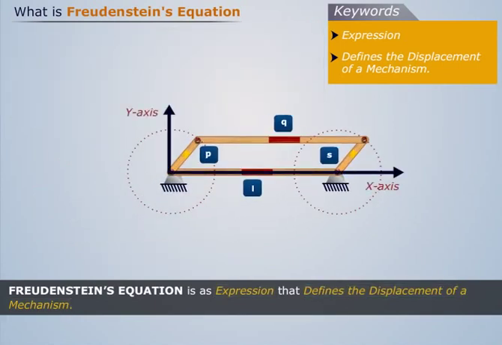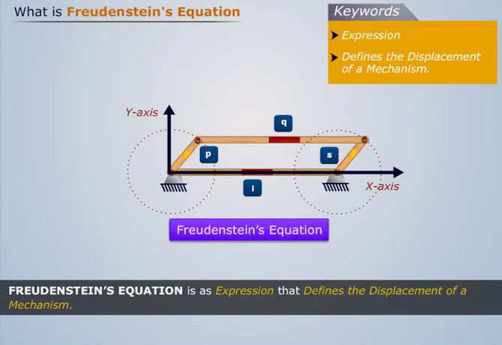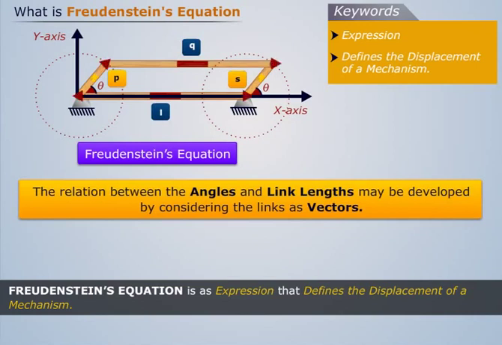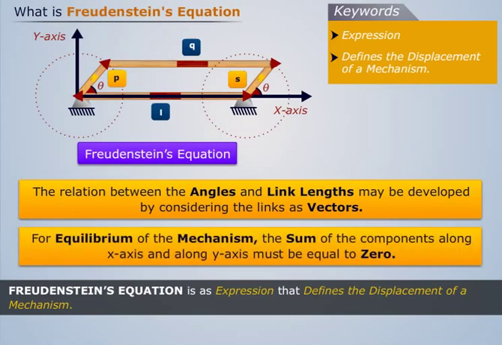Let us now see the mathematical formulation of Freudenstein's equation. In the same 4-bar mechanism, the links P and S are at angle theta with the vertical. The relation between the angles and link lengths may be developed by considering the links as vectors. For equilibrium of the mechanism, the sum of the components along the x-axis and y-axis must be equal to 0.